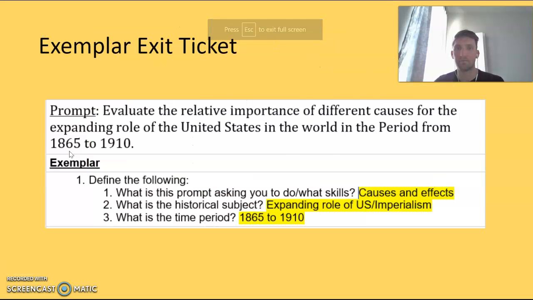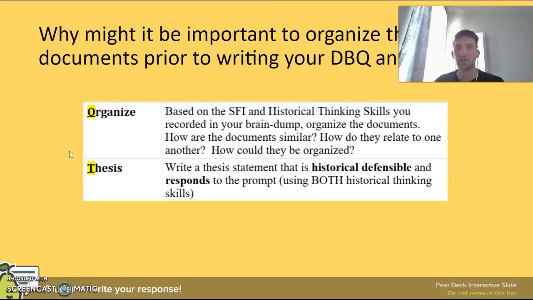So then you go to A, B: annotate, brain dump. O, T: organize, thesis. So then, based on what you've done, you need to organize your documents. How are the documents similar? How do they relate to each other? Are certain documents addressing certain skills?